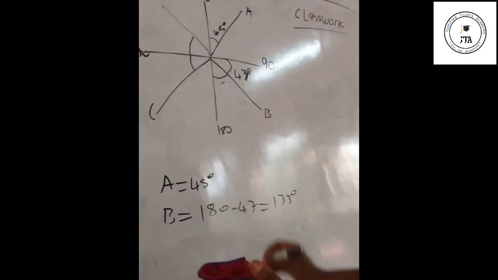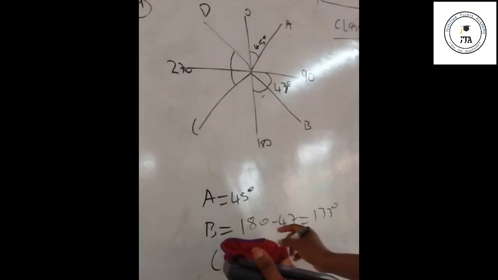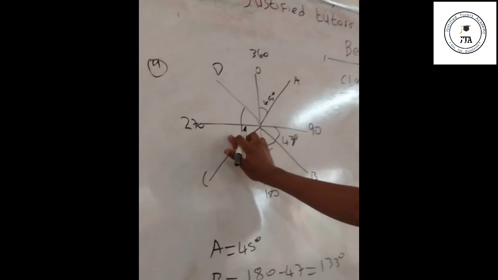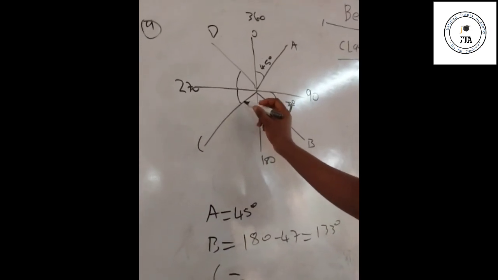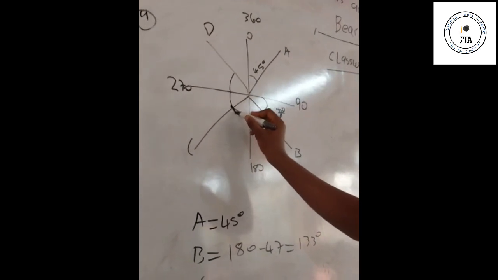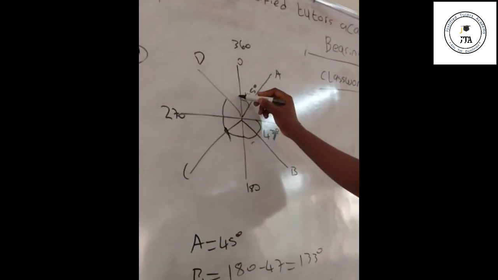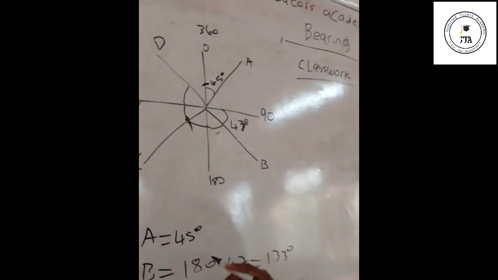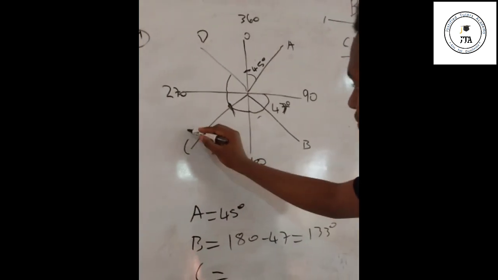133 degrees. Now for C, we have B as 133. C is at this point, C is here. Like I said, we start from this point here, from 0 to this point. Since we're looking at the angle in between two points, it is 45 degrees.